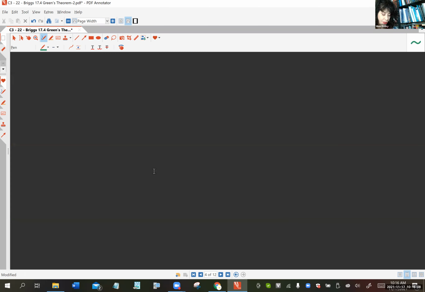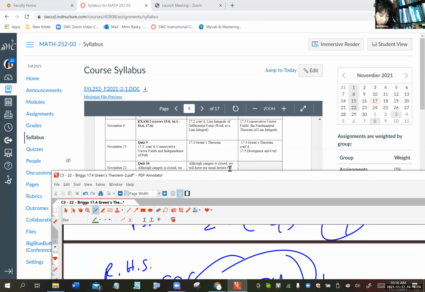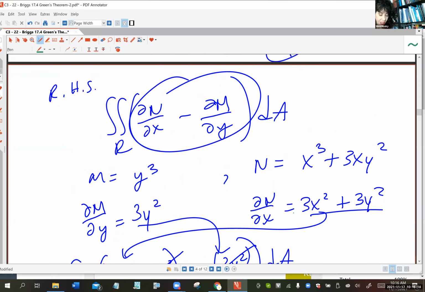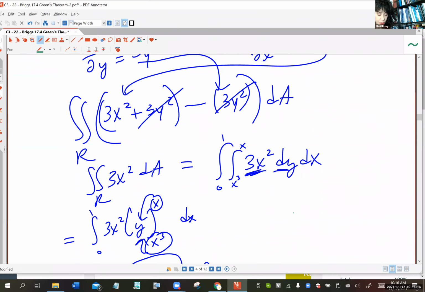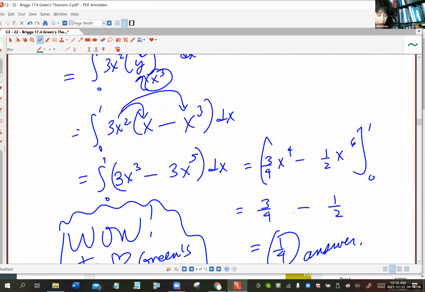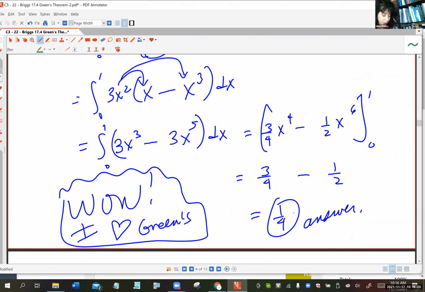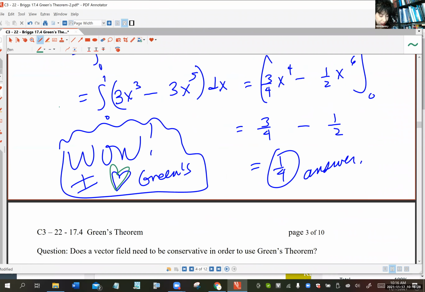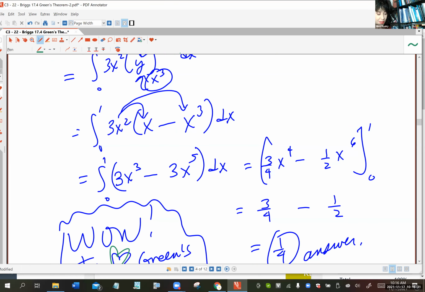And we found that when we did this wonderful double integral, it was a lot easier. It was quicker after we set it up. And we love Green's. So we're going to do some more problems involving Green's today. I hope you can appreciate the fact that Green's is definitely the way to go.